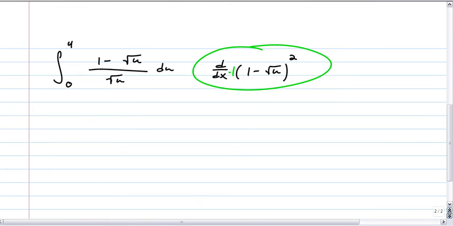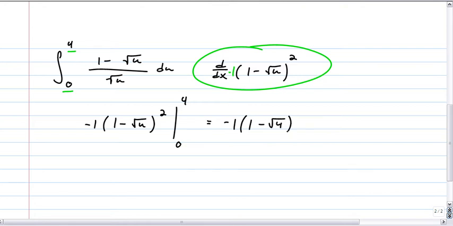Okay, so it asks us about area. Notice there's boundaries there. So I need the antiderivative. Well, the antiderivative is negative 1 minus root u squared. Evaluate that from 0 to 4. So when you plug 4 in, what does it look like? Negative 1 minus square root of 4 squared, take away negative 1 minus square root of 0 squared. Okay, so here's the piece with 4.